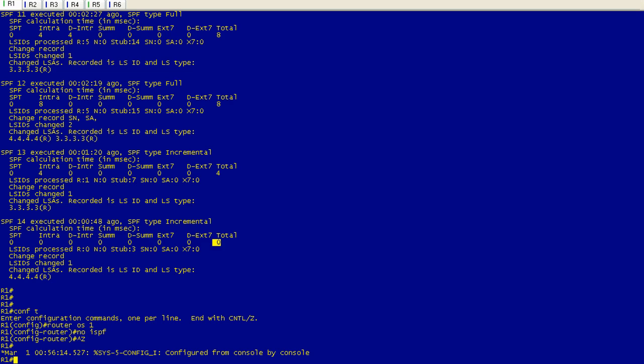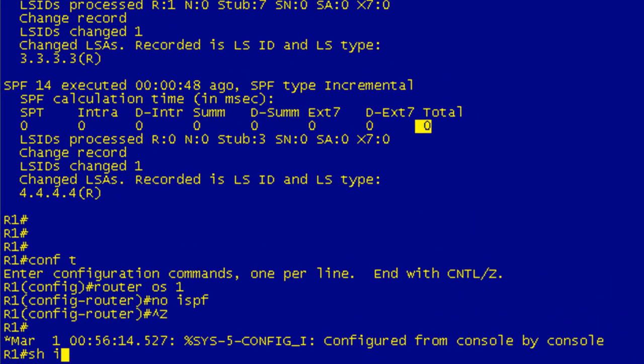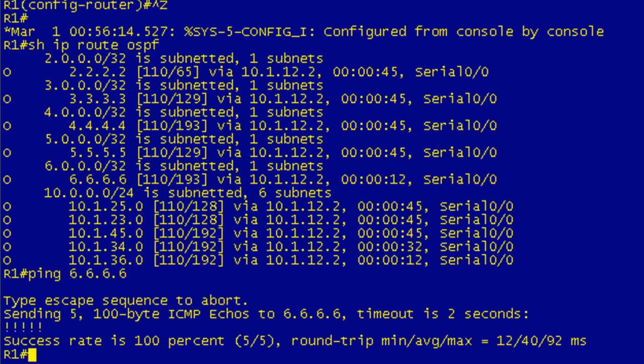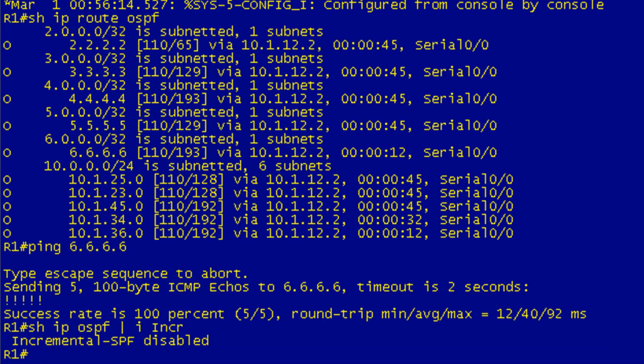Okay, so I've brought up all the connections. Everything is back up. If we do a show IP route OSPF, you could also see here on R1 that I did disable ISPF again. We should see everything here, and I should be able to ping 6.6.6.6, which is the loopback interface on R6. So all the routers are up, all the neighbors are established. If I do a show IP OSPF, include INCR, we'll see that Incremental SPF is disabled.